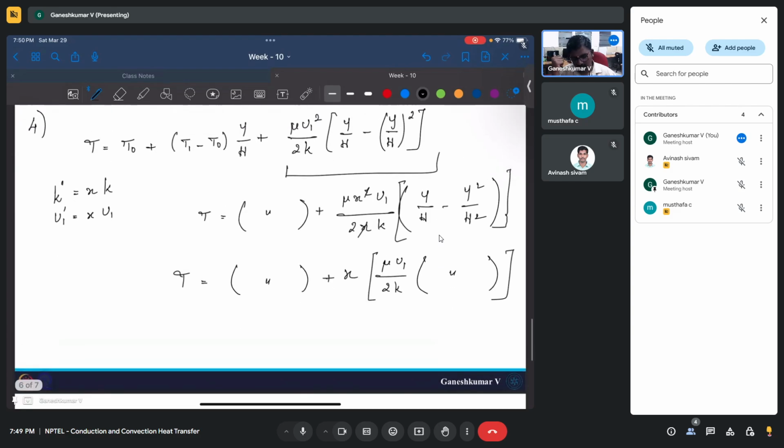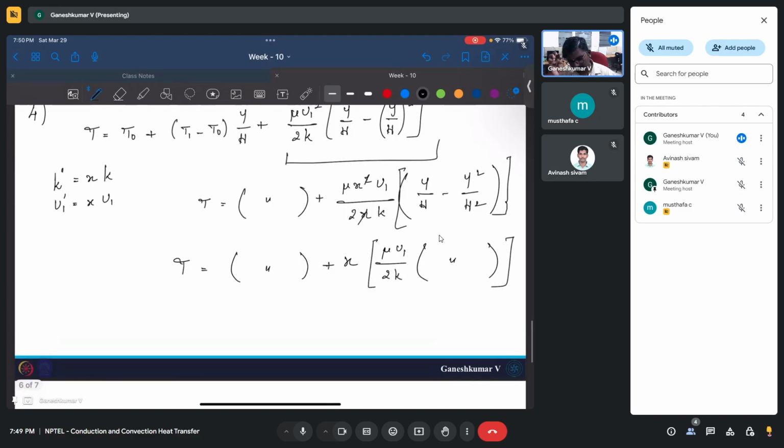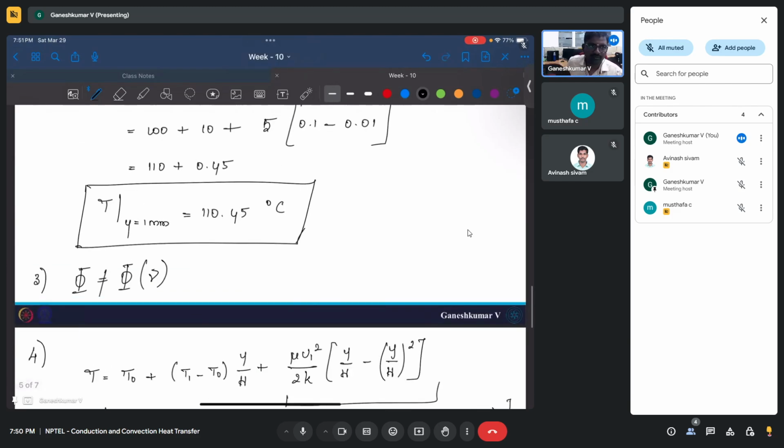So if x is a positive quantity which gets multiplied, then your k has increased. If k and u1 increase by the same factor, the conduction part remains the same, there is no effect, but the viscous dissipation part gets multiplied by this constant factor. So your temperature also increases, but the effect may not be that much. At least for this case, it was just 0.45 degrees Celsius, right?